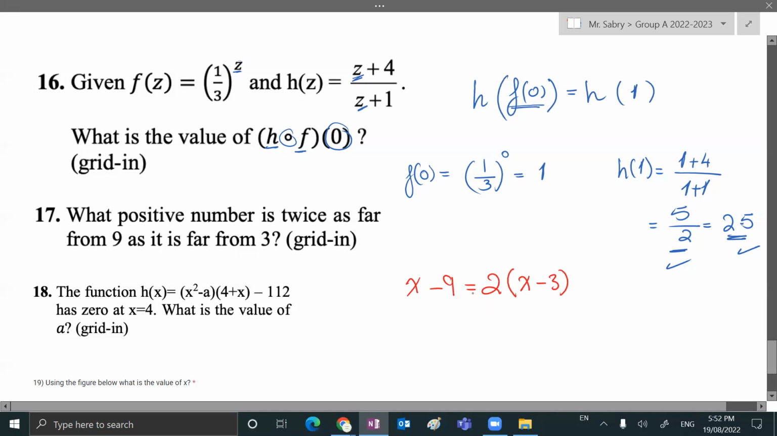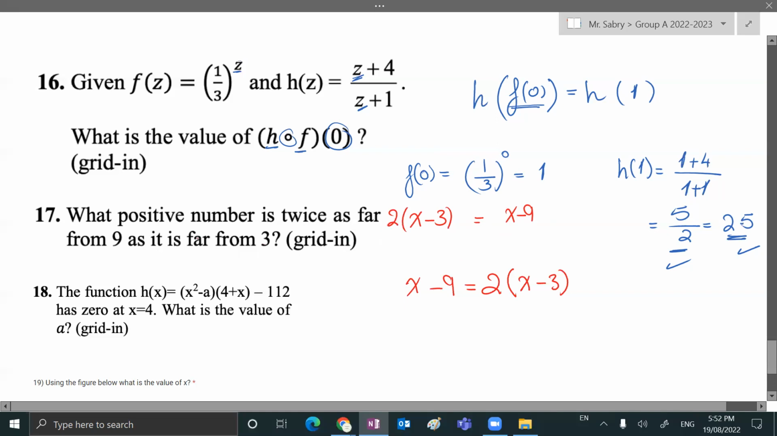Again, when I say how far is something than the other one, I'll subtract them from each other. So if I say there's a number that's twice as far from 9 as it is far from 3, I'll take the same number and I'll check how far is it away from 3. This is how far away it is from 3. Okay, so how far is it away from 9? This is how far it is from 9. Now, this distance between it and the 9 is twice the distance between it and the 3.